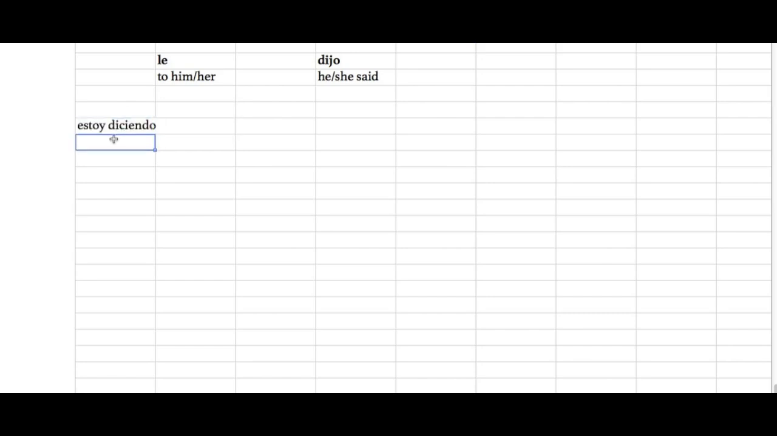The continuous, estoy diciendo means I'm saying something right now, right? In 501 verbs, you'll see that the gerund form, or the continuous, the -ing. Estoy diciendo. So, estoy diciendo. This might be a good time to bring this into play.